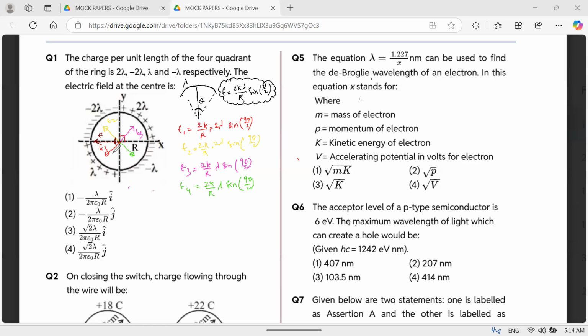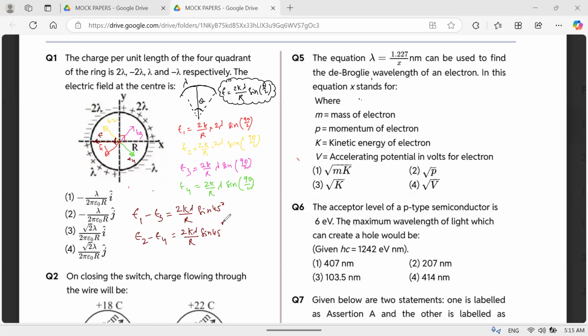Let's see E1 from the diagram. E1 minus E3 will be equal to how much? 2k into lambda divided by r into sine 45. I'm taking the resultant. The same way, E2 minus E4. E4 will be equal to 2k into lambda divided by r into sine of 45. Clear? I'm taking the resultant.